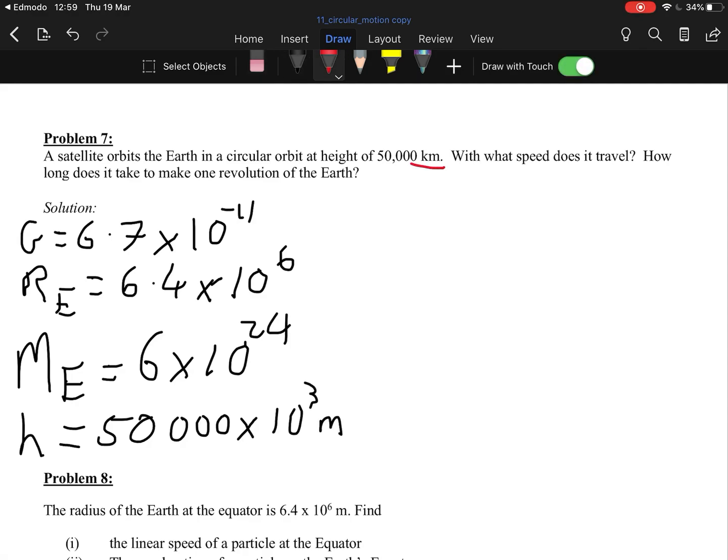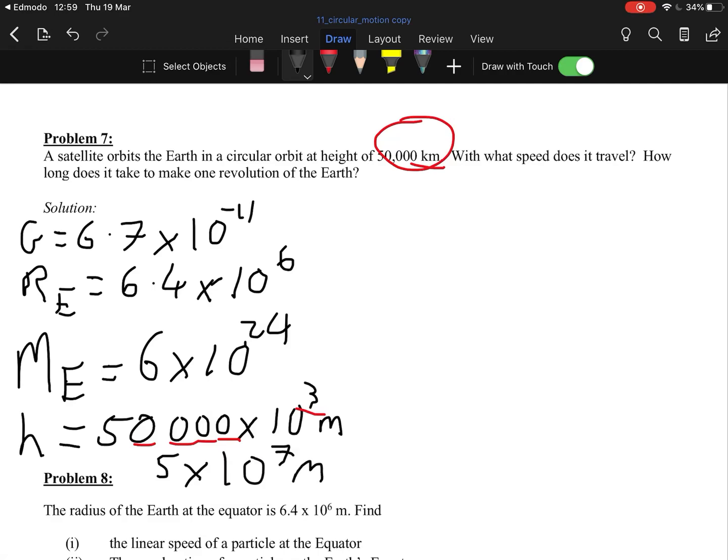Because this is in kilometers, we have to convert to meters. So 10 to the 3. So you multiply this by 1,000. So it's just easier to say 10 to the 3. If you wish, you could change this to 5 by 10 to the... So we have 3 already. 4, 5, 6, 7.